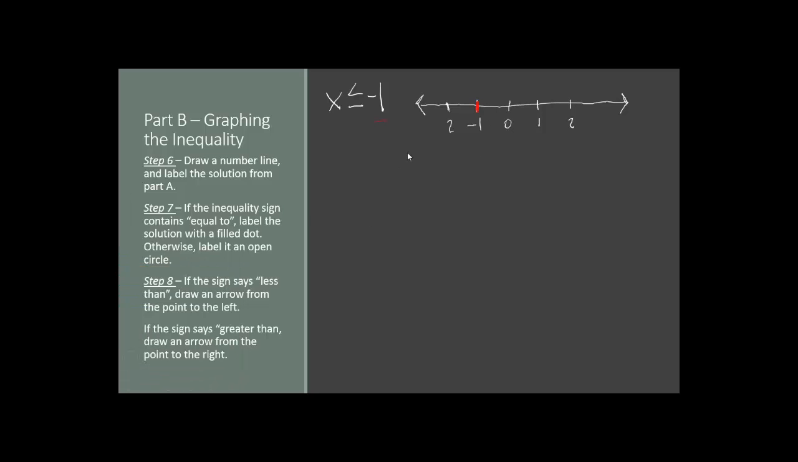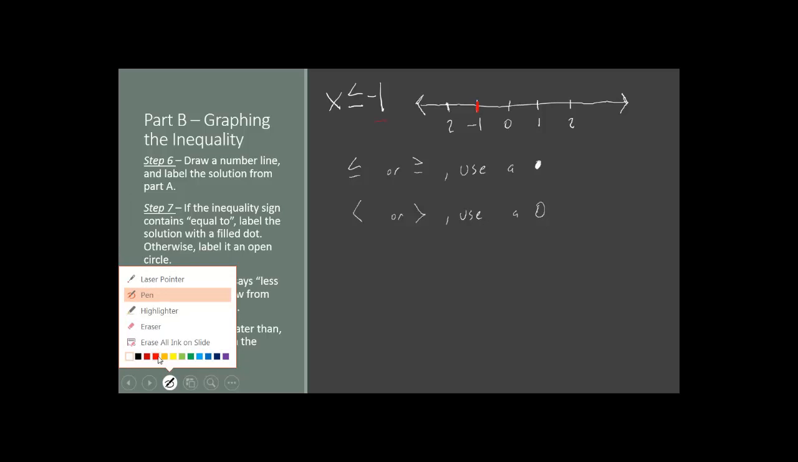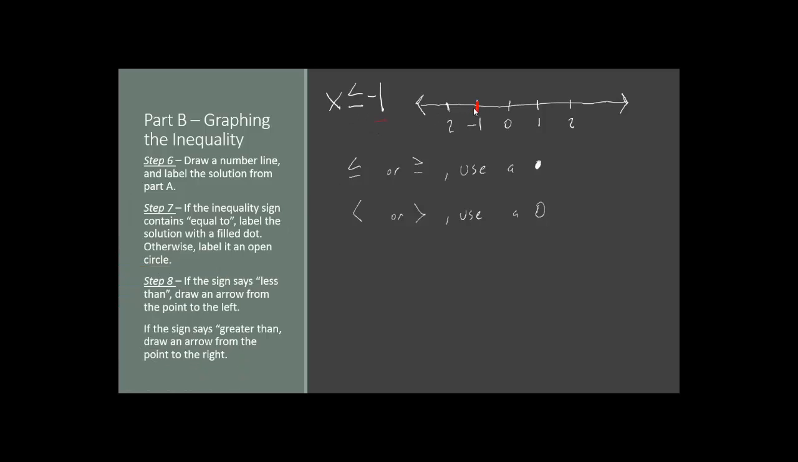Now we check to see if the inequality sign has an equal to. If you have a sign that has an equal to, either less than or equal to, or greater than or equal to, we're going to label the point that we found with a filled-in dot. However, if it just said less than or greater than without the equal to, we're going to use an open circle. Now our answer does have the equal to, so we're going to draw a big red dot right on top of that number.